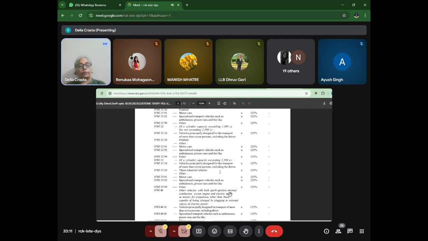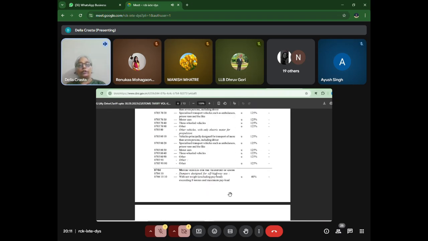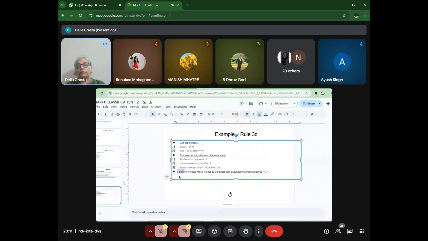8704, motor vehicles for the transport of goods. Vehicles for goods come under 8704, passenger vehicles under 8702 and 8703. So now tell me, a car and motor vehicle used to transport both passengers and goods, a multi-utility type of vehicle. Since there is no one heading classifying vehicles where both can be done, but there are separate headings, 8702 and 8703 for passenger movement and 8704 for goods movement, if we apply Rule 3C here, which comes last in numerical order?